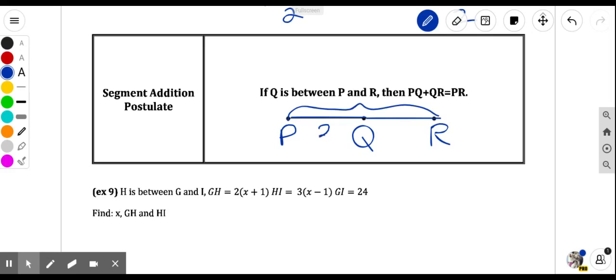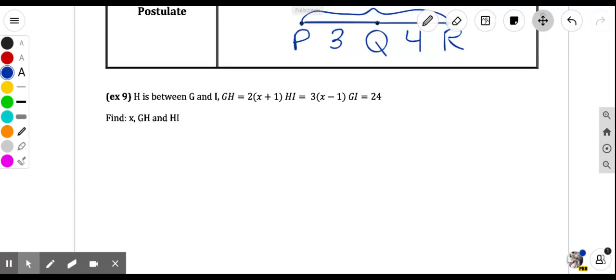So let's just say PQ is 3, QR is 4. I'm just making this up. Then what would PR be? 3 plus 4. It would be 7. That's all segment addition is. It can get a little more complicated than that, but that's the basics of segment addition postulate.